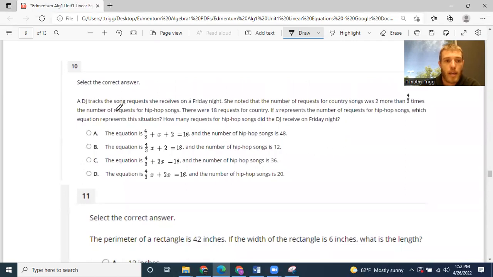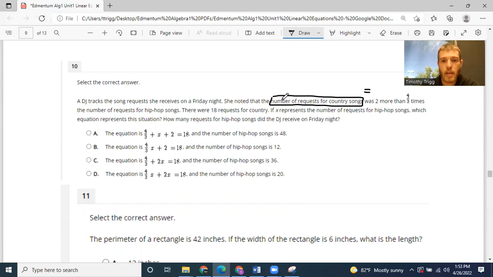Okay. A DJ tracks the song requests she receives on a Friday night. She notes that the number of requests for country songs was. Equals is or are or was. That's going to be where your equals is.